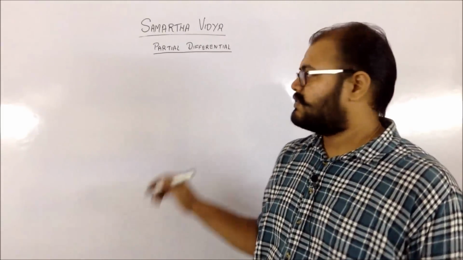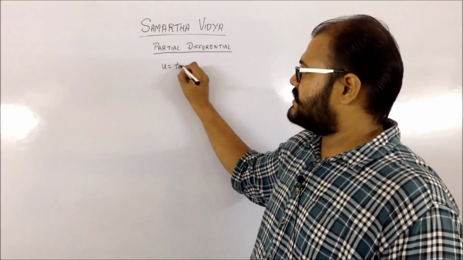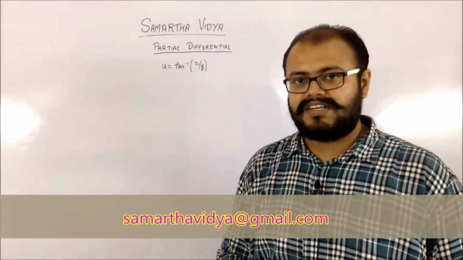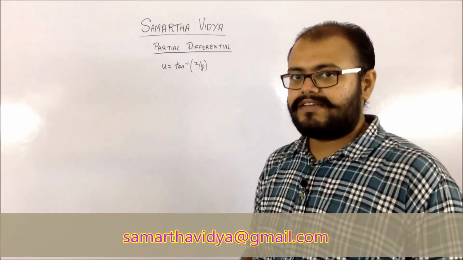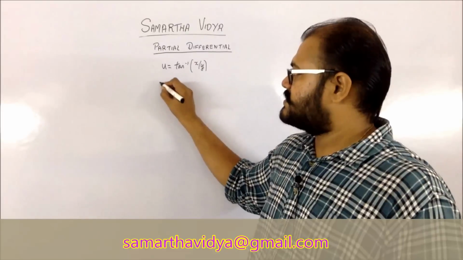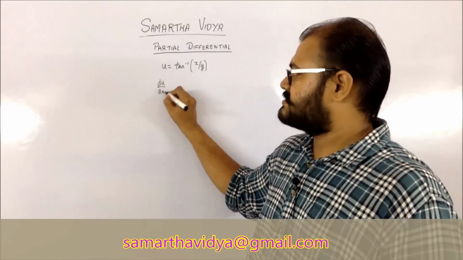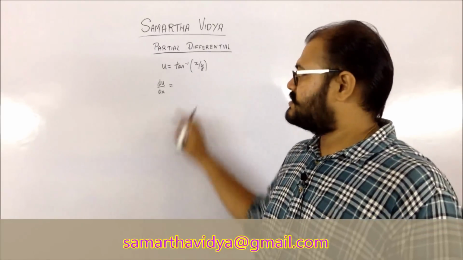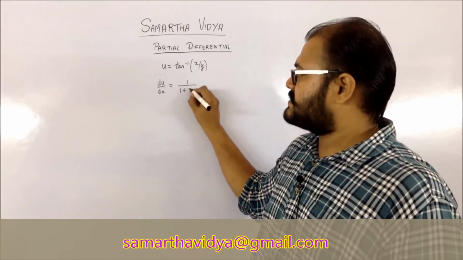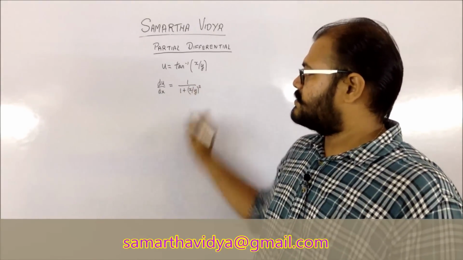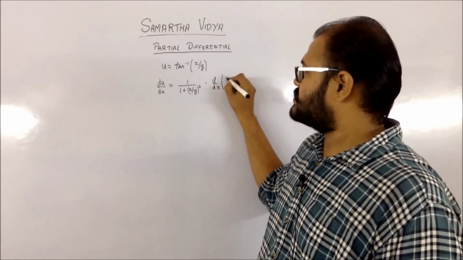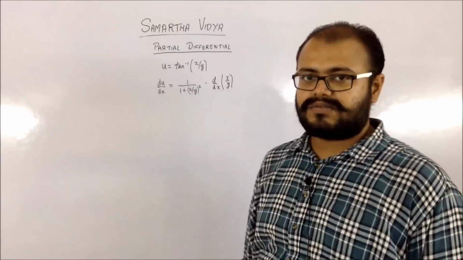Let us take the example of the function u equals tan inverse x by y. Let us take the full derivative of this function using the concept you have learnt in your 12th standard. When you are taking the derivative of this function with respect to x, it is going to be equal to the derivative of tan inverse, which is 1 upon 1 plus (x by y) the whole square, into the derivative of x by y with respect to x.